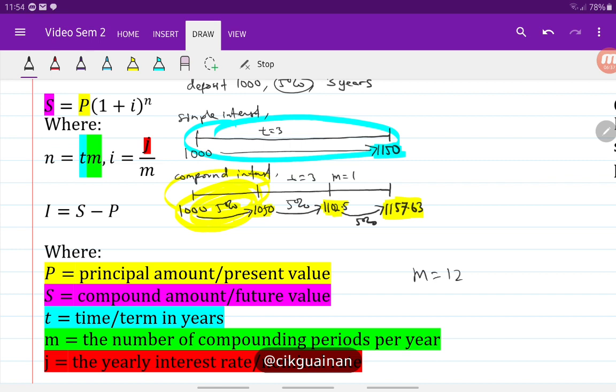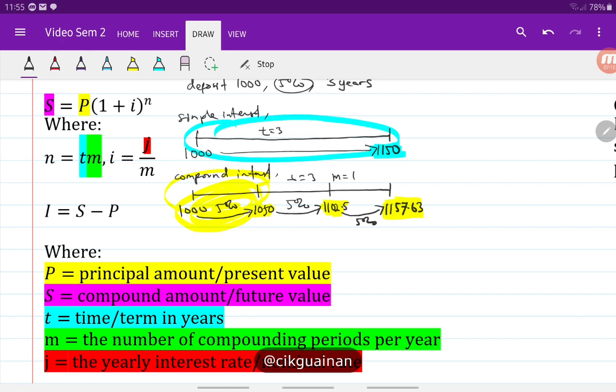So if you deposit the money on the 1st of January, at the end of January they calculate the interest, and then they put back the money inside the deposit. Then in February they calculate for the second time, March calculate some more, April calculate some more. That's the example if the M is 12. Okay, enough with the M. Now J is the yearly interest rate or nominal rate.